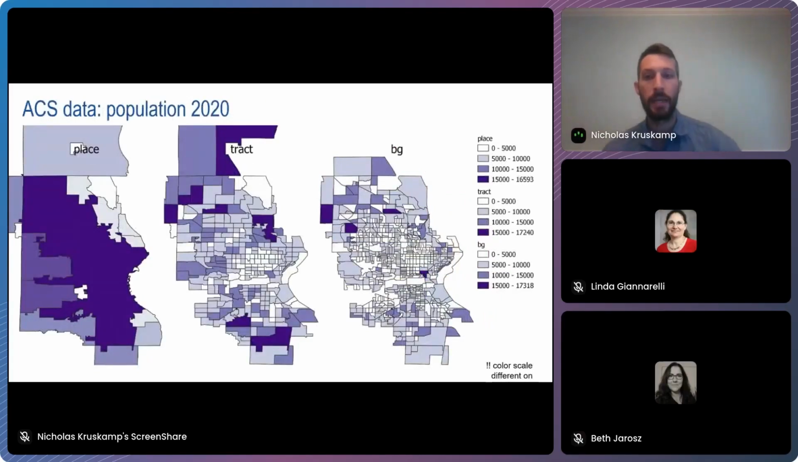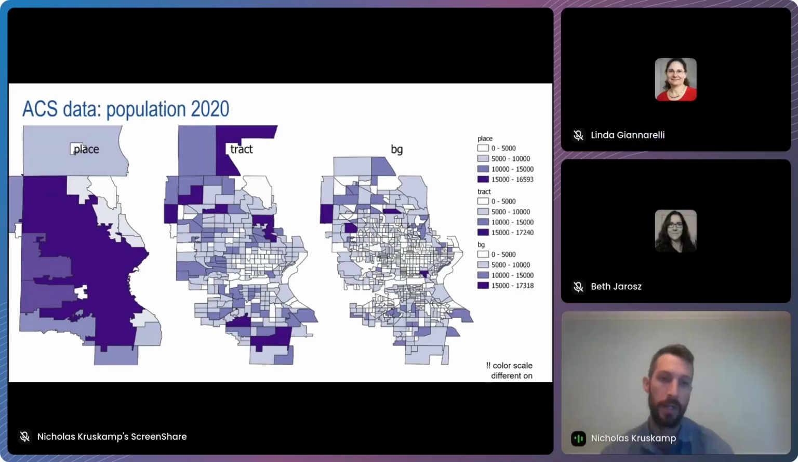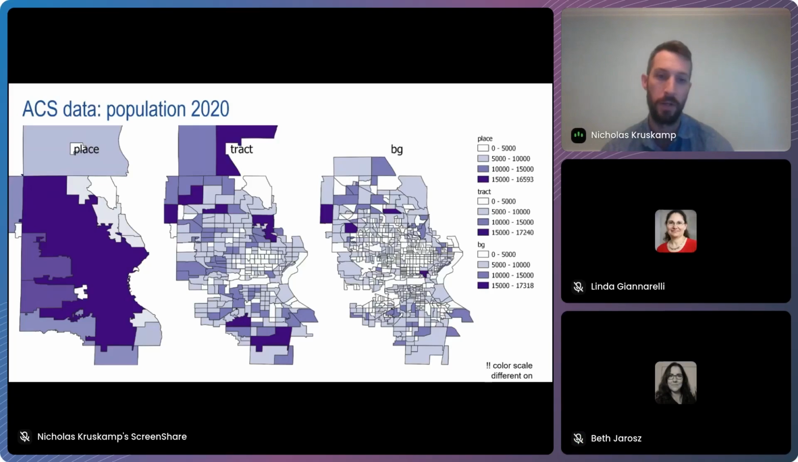And so getting a little bit into the original data that we pulled down from ACS, here's the 2020 population estimates across the three different geometry levels that we pulled in. And so you can see how, as you disaggregate the population, the distributions change a little bit. But broadly, the totals add up.